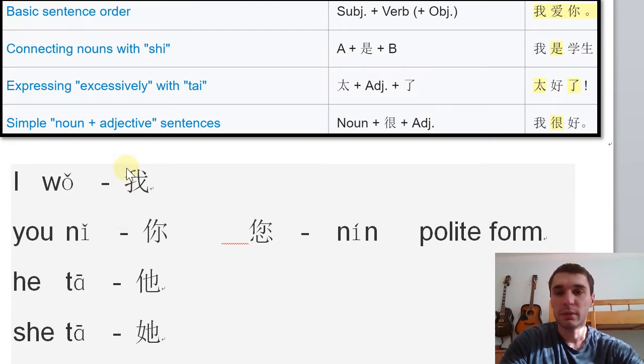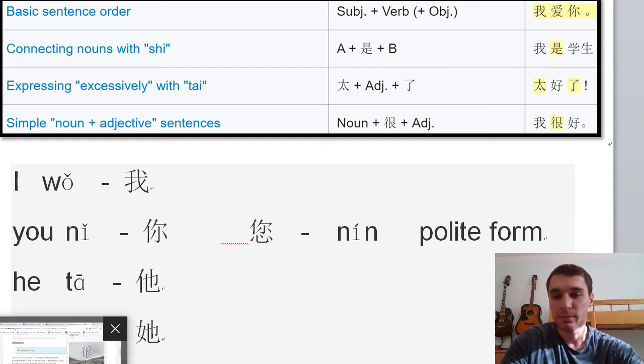Okay, I will tell you first about basic sentence order. How it works. Subject plus verb plus object. The same as in English, right? For example, 我, I. It's a subject. This character we read wo, means I. 爱 means love. So I love you, or I like you. 我爱你. 你 is an object. I think you got it.